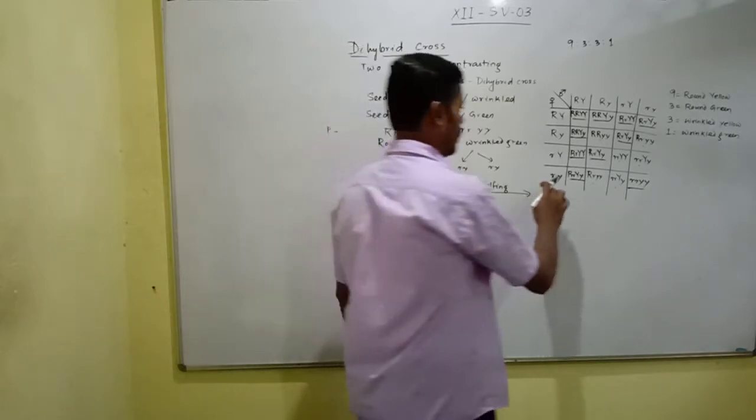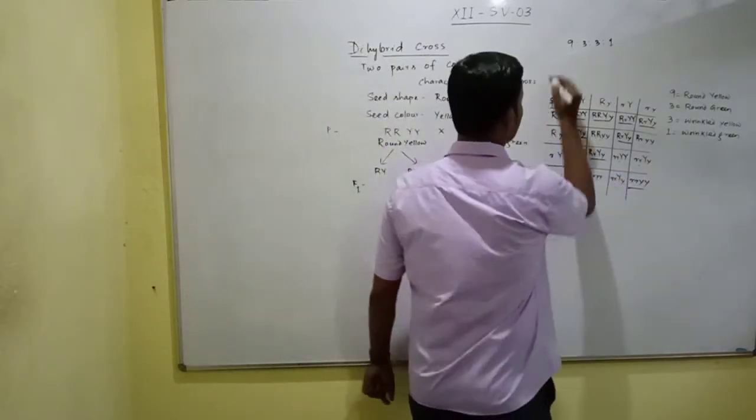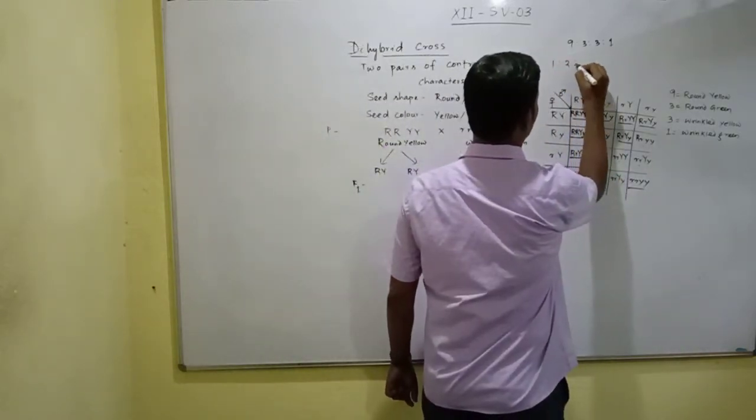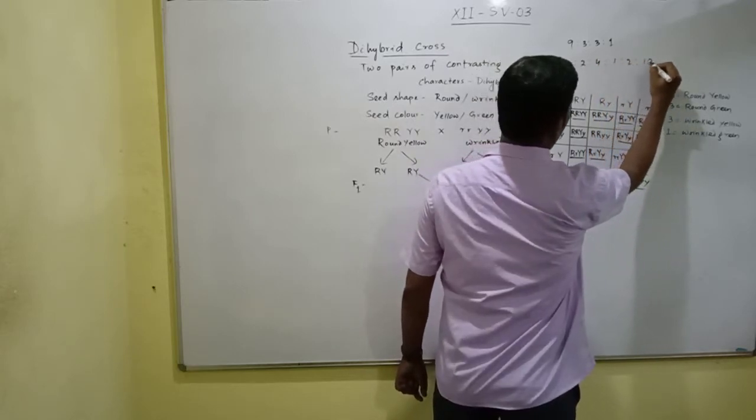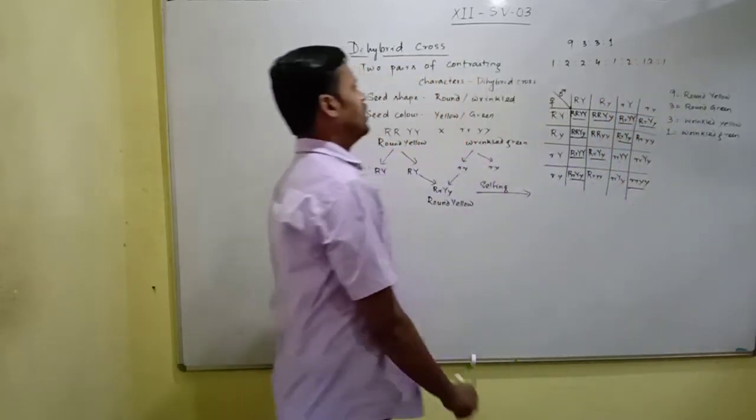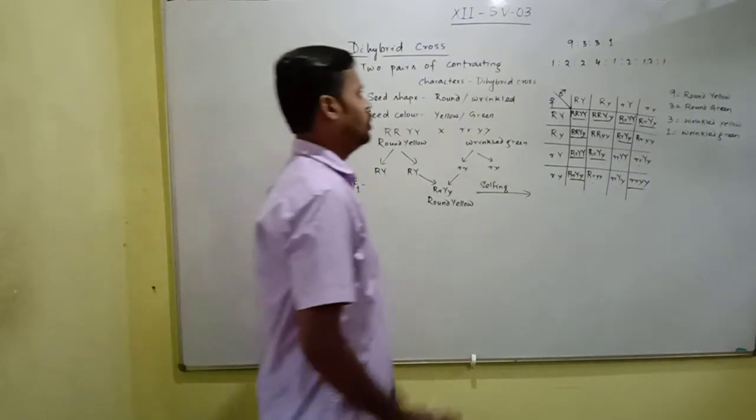And if you carefully find out all the genotypic ratio, then it will be 1:2:2:2:1:2:1:2:1. This will be the genotypic ratio.